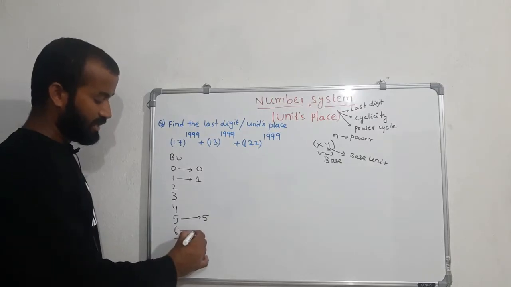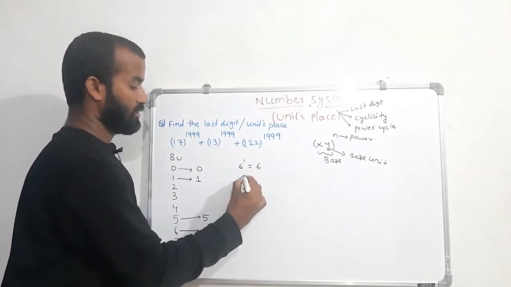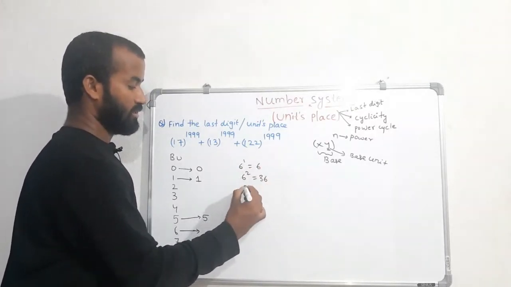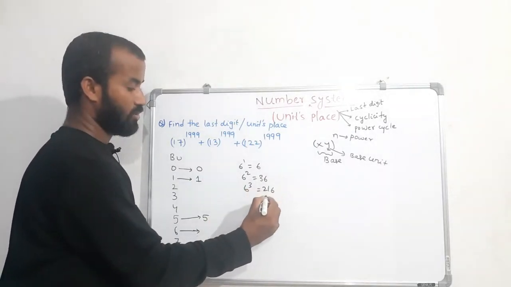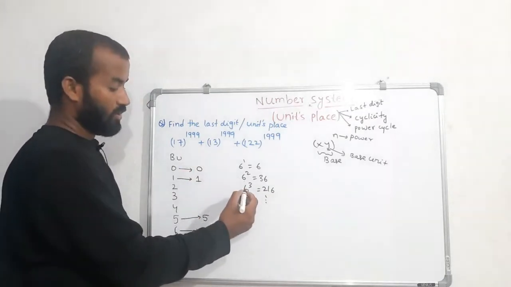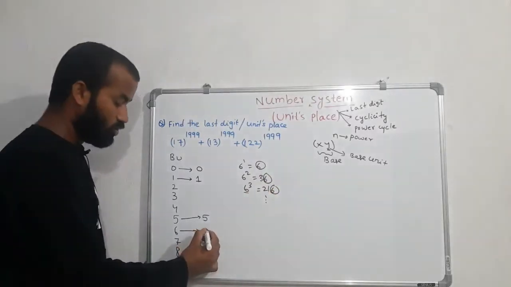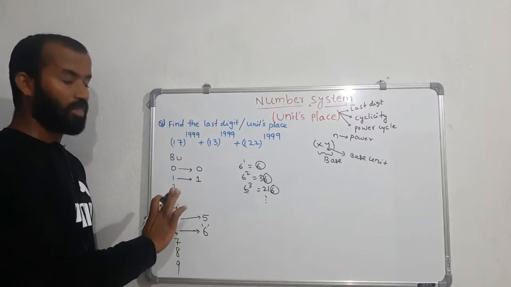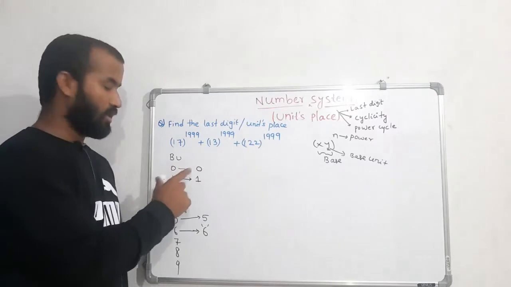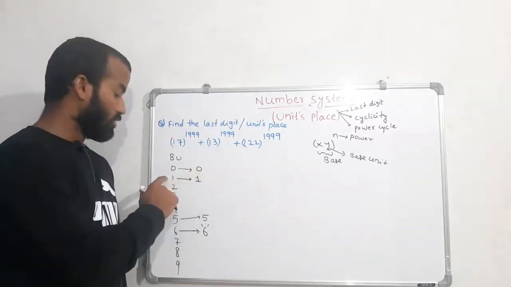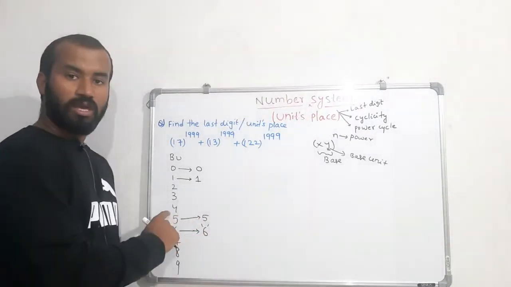Now I am analyzing 6. What about 6? 6 power 1 is 6, 6 power 2 is 36, 6 power 3 is 216, and so on. Whatever the power for 6, the units place is going to be 6 only. So if 0 is the base unit, the last digit will be 0 irrespective of the power. For 1, 1. For 5, 5. For 6, 6.